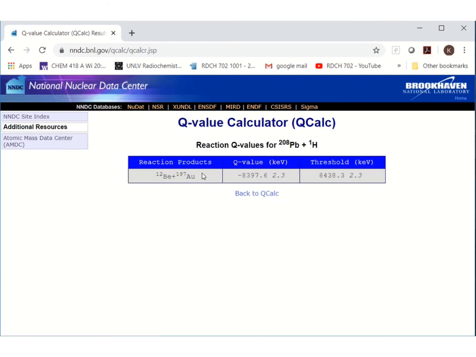Okay, so the reaction shown here, lead plus a proton makes gold plus beryllium-12. The Q value is negative 8397 keV. It also gives us something called the threshold energy, which we'll describe when we talk about nuclear reactions. But what this tells us is that this reaction is not energetically favored. If we want to turn lead into gold, we'd have to have energy added to the system.